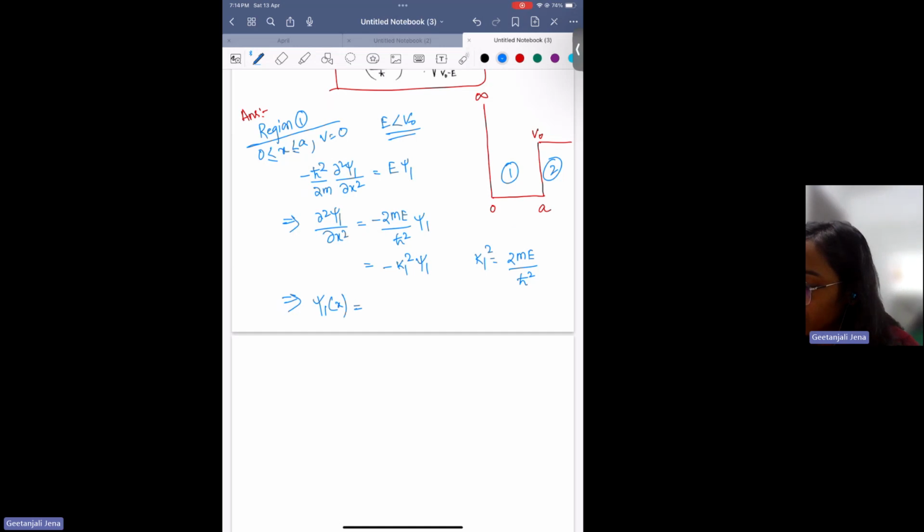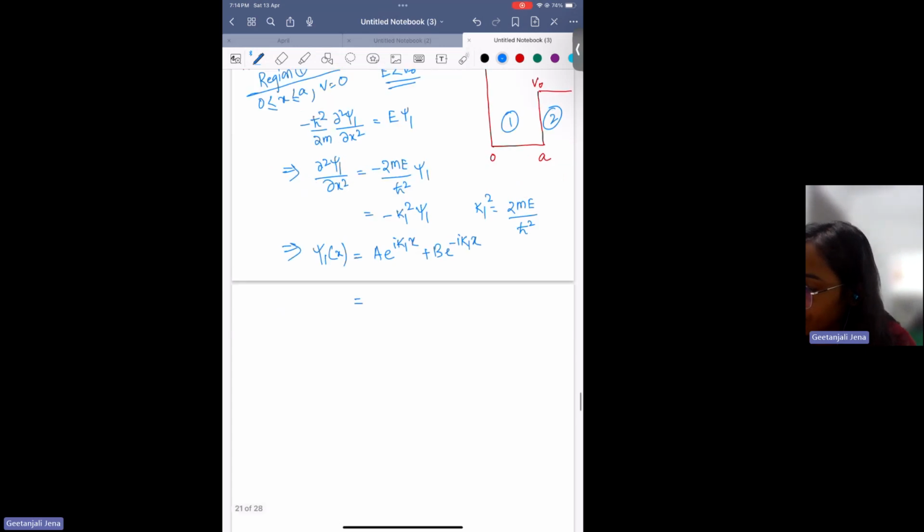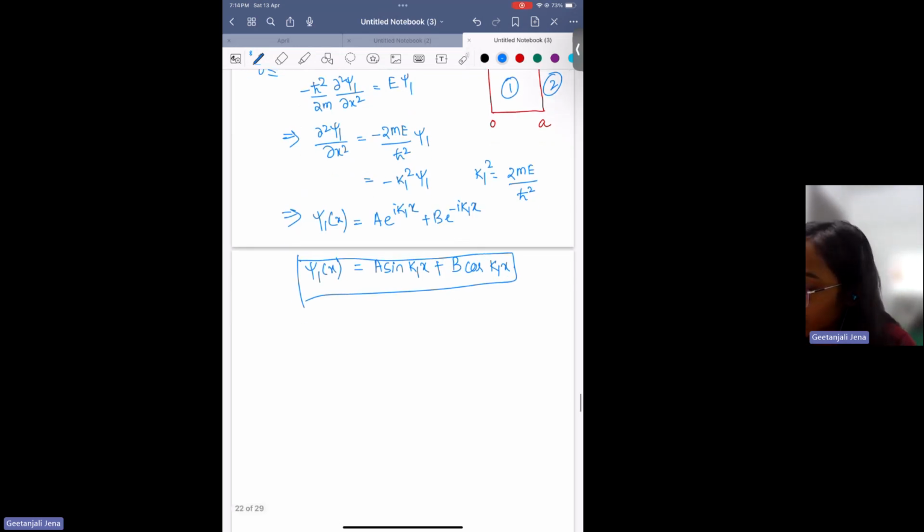You can write it in terms of exponential terms as a e to power ik1x plus b e to power minus ik1x. You can also write it as a sin k1x plus b cos k1x. Both are valid. For convenience, I have taken this one so that I can get the transcendental equation.